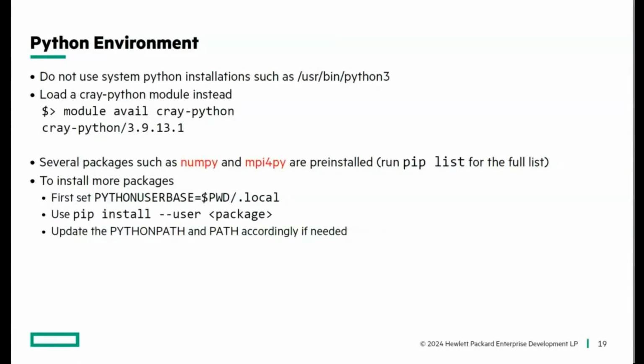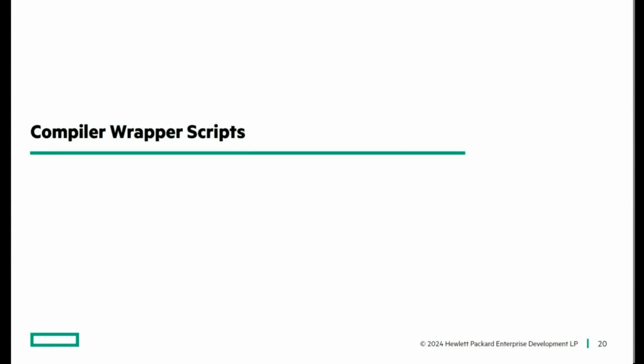The other thing I just threw in here is just remember, if rather than using a compiler, you're using some environment that uses Python, there is a Cray Python module that's more recent than the system one, and it's integrated with things like NumPy and mpi4py. So start with that one rather than the default one.